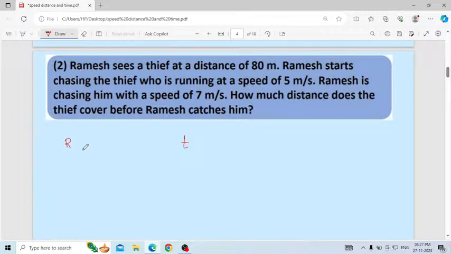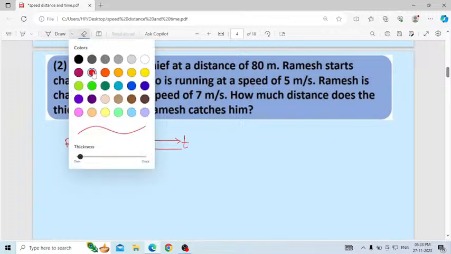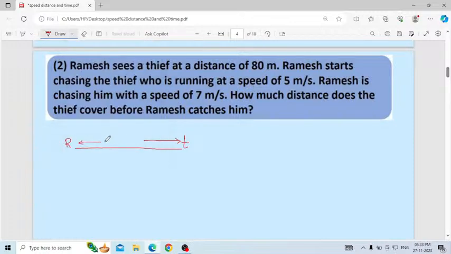Then here this is the distance. Ramesh sees a thief at a distance of 80 meter. The distance between Ramesh and the thief in the beginning will be 80 meter, not 8 meter, 80 meter. This is the 80 meter. Ramesh sees a thief at a distance of 80 meter.